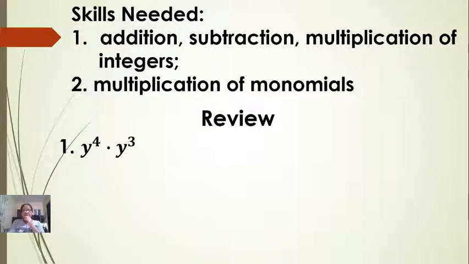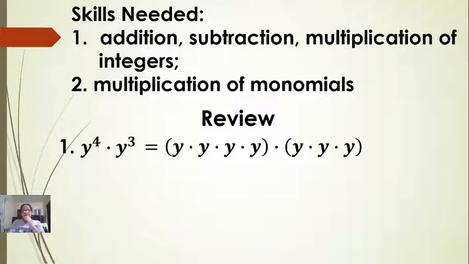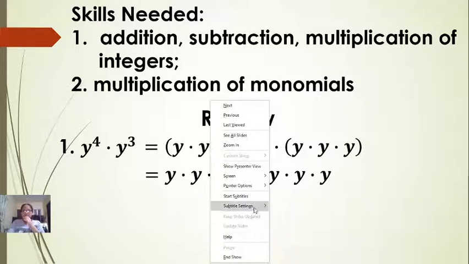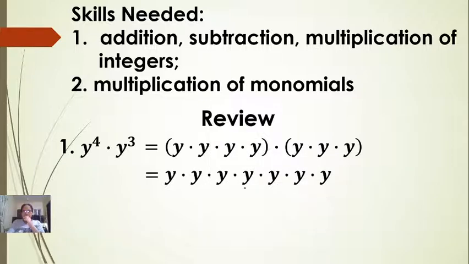How do we multiply y to the fourth and y cubed? These are two monomials, so what we have to do is to expand them. Y to the fourth means there are 4 y's, and y cubed means there are 3 y's. When we combine the two, let's count the number of y's. There are 1, 2, 3, 4, 5, 6, 7. So it's equal to y to the 7th, which is the product of y to the fourth and y cubed.